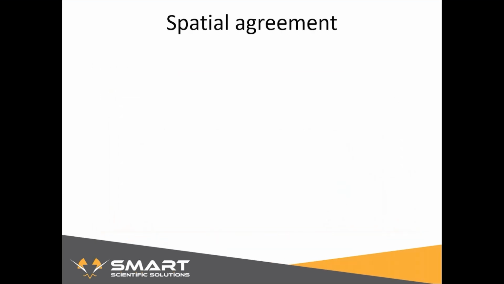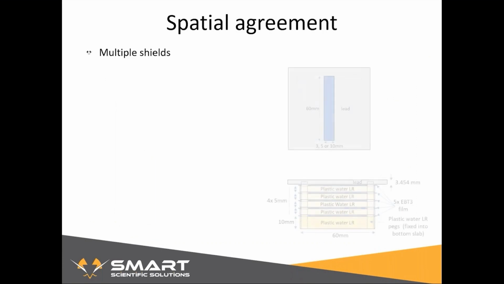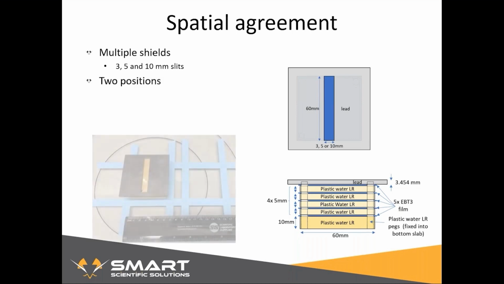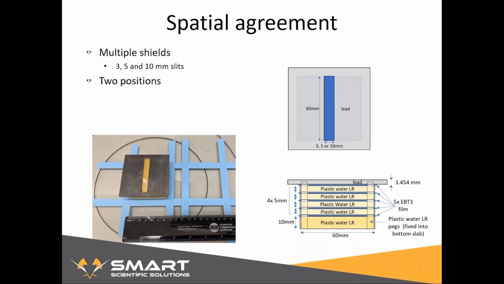Then for the spatial agreement, we used multiple shields, so 3, 5, and 10 millimeter. This was done to see how well we would represent this beam size. It's placed on top of the stack of solid water, and then we still take several depth measurements. It was also irradiated at two positions, the central axis, as shown in the picture, and then an exact 10 centimeter offset to the lateral side.